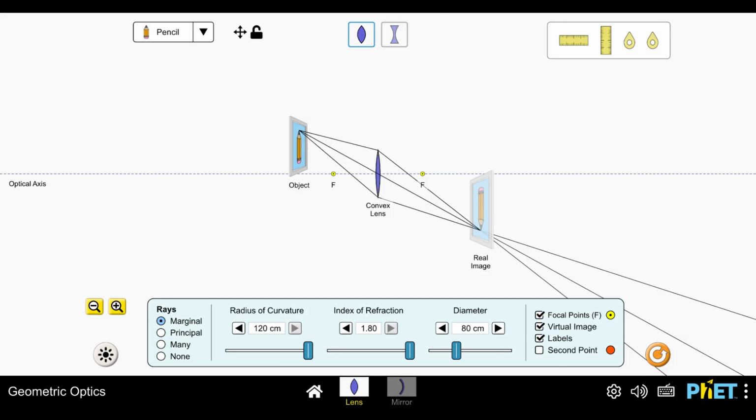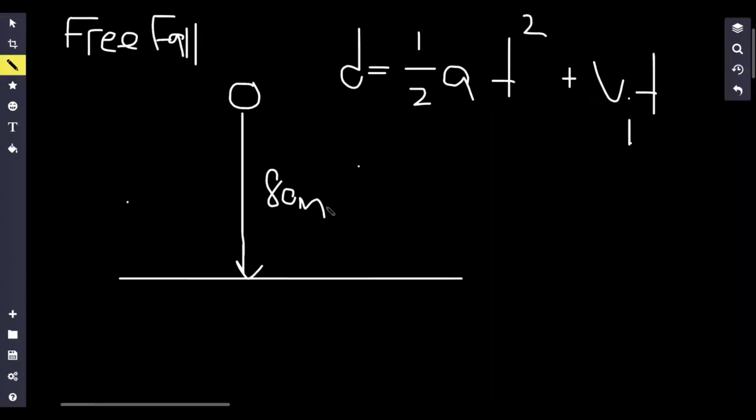I encourage y'all to play with the simulation and do Khan Academy problems on these lenses and mirrors. And yeah, this is very hard to me, so good luck.